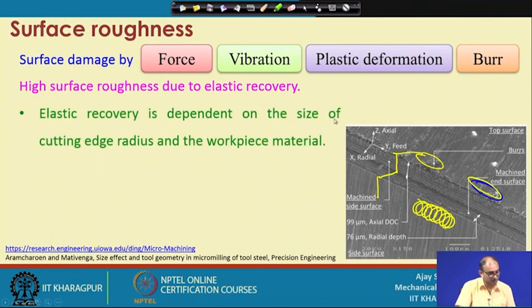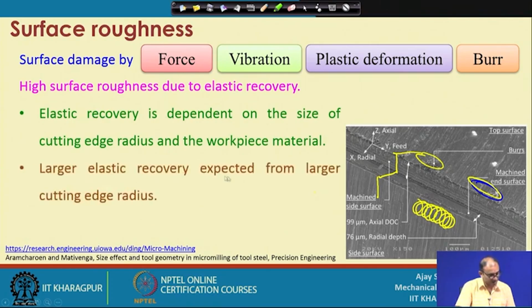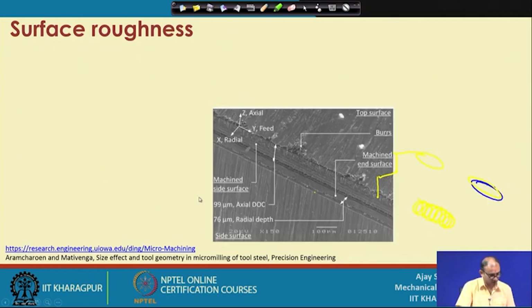Elastic recovery depends on the size of the cutting edge radius and the workpiece material, because we have seen that you have to continuously monitor the cutting edge radius with respect to the uncut chip thickness or the depth of cut. Material also plays an important role, because soft materials have higher elastic recovery compared to brittle material. Large elastic recovery occurs mostly when your cutting edge radius is very large, at that time it will just pass through the surface and you will not get any further improvement.